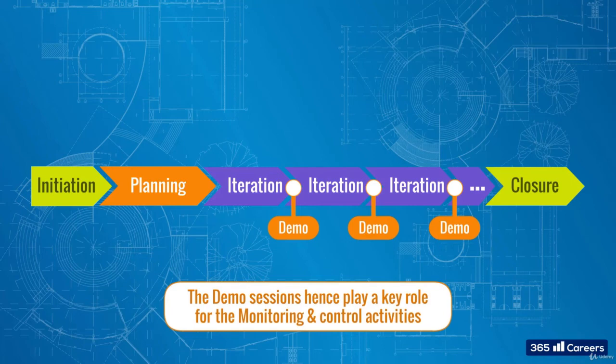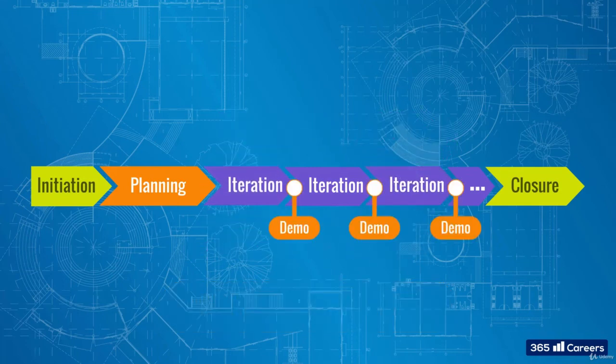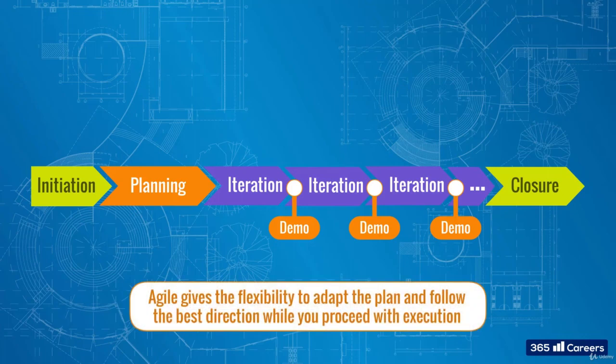Now, another very important thing is that between the iterations, changes to the project plan and even project direction are allowed. The subsequent iterations may change their order or their contents according to any new priorities. This is the heart of the Agile principles. It gives the flexibility to adapt the plan and follow the best direction while you proceed with execution. Something much more difficult with a single and long execution phase.